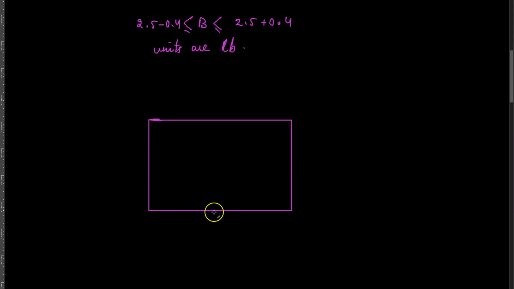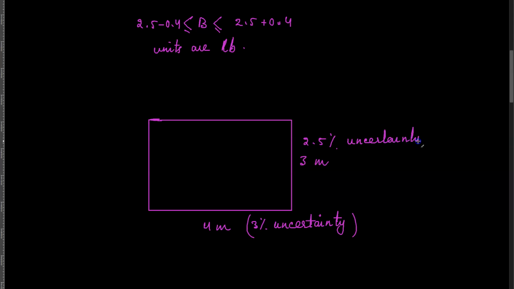Suppose this length is, for example, 4 meters, and this length is 3 meters. There is, for example, 3% uncertainty in this measurement, and 2.5% uncertainty in this measurement, right? Now, this length I can write as 3 meters plus or minus 2.5%. This length I can write as 4 meters plus or minus 3%.